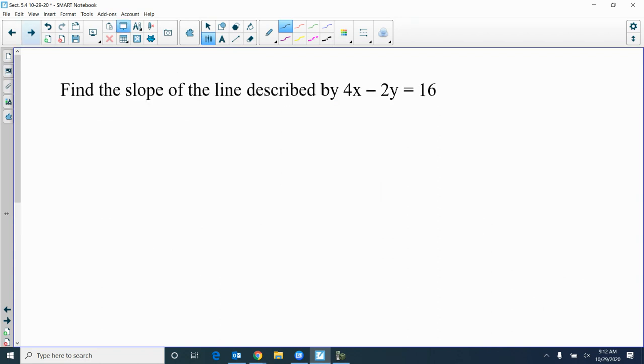Okay. All right, now flip it over on the back. Find the slope. Pay attention. Chatty today. Find the slope of the line described by this.